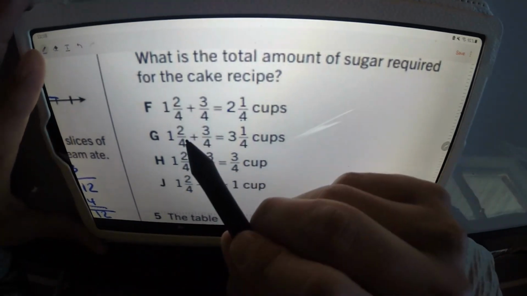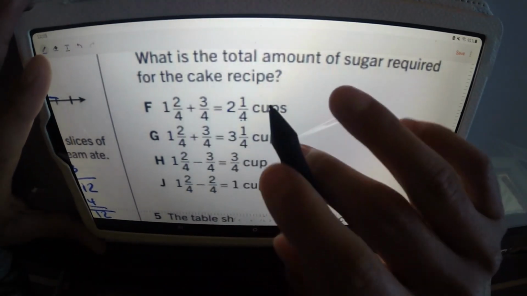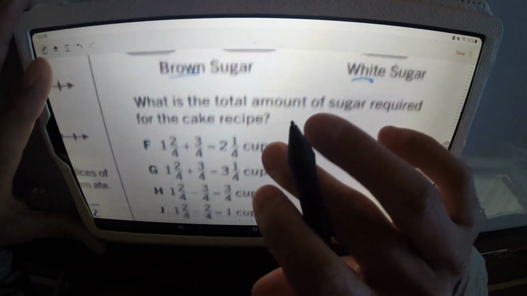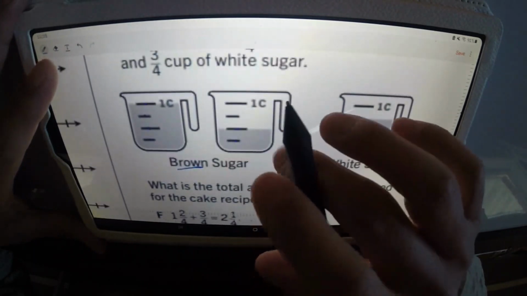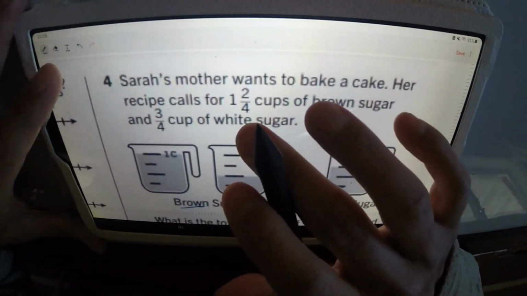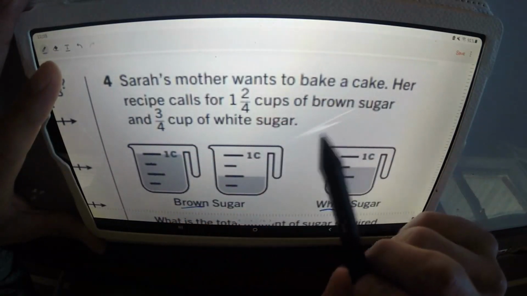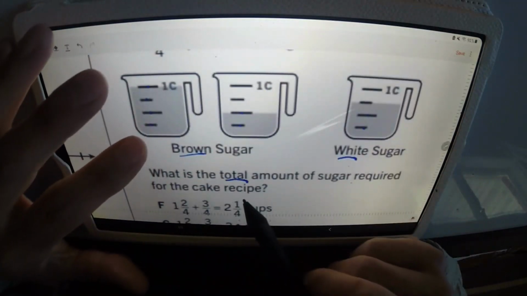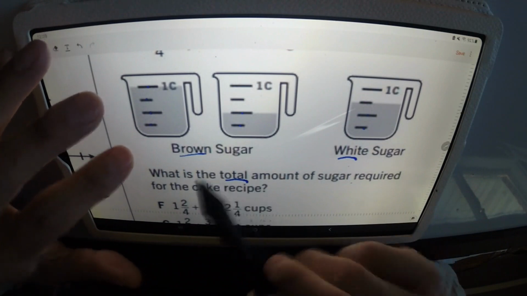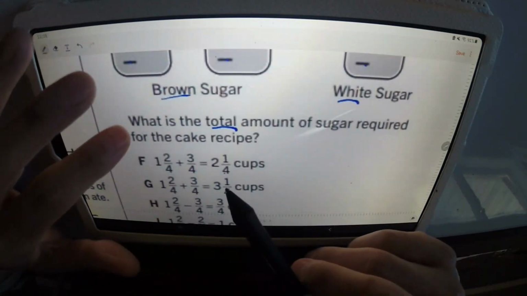So now the other way to look at this is to figure out, okay, well, we know we're adding two numbers up, right? 1 2/4 plus 3/4, because they're looking for a total. This is the question they're asking, total. What is the total amount? So they want to know what these two are added together. So we're looking for something that adds them up.